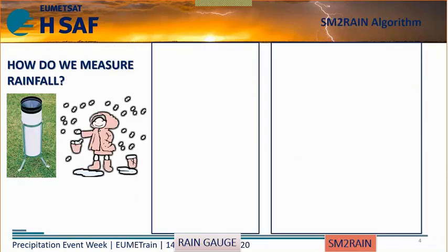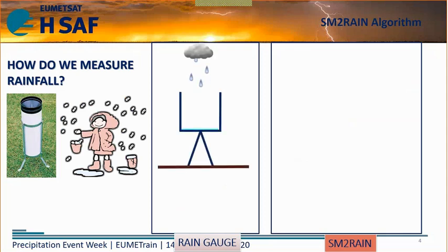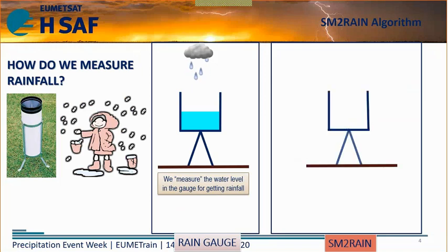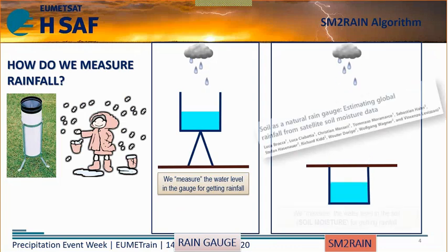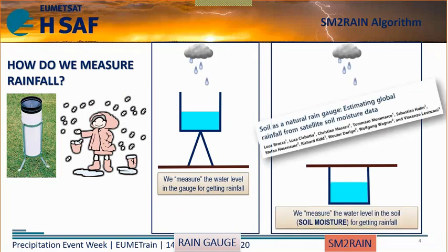Soil moisture can help us in estimating rainfall as soil keeps track of the fallen water. In the same way in which we measure the water level in a gauge for estimating rainfall, we can estimate the water level in the soil, using it as a natural rain gauge. This is the basic idea behind SSM-derived.